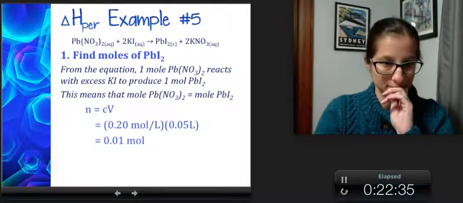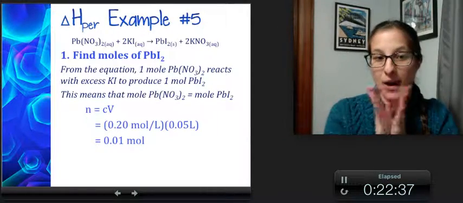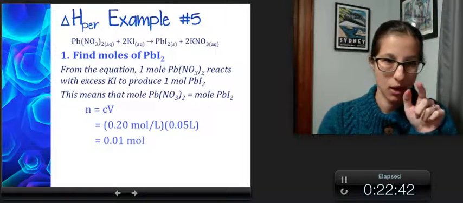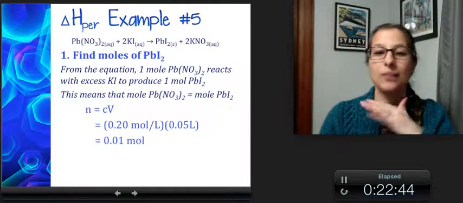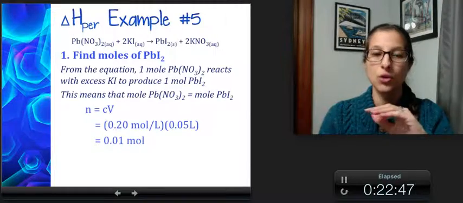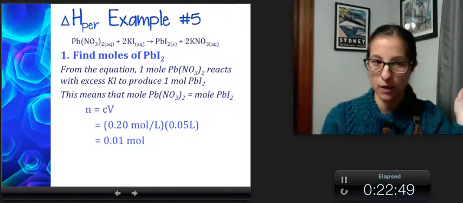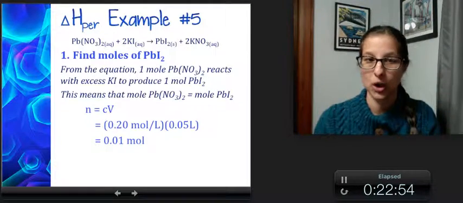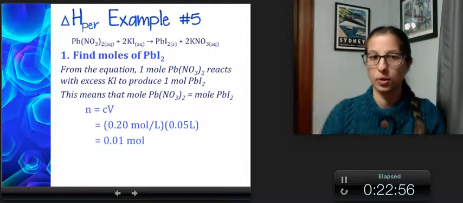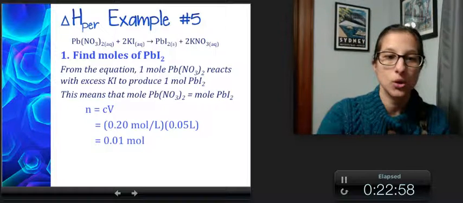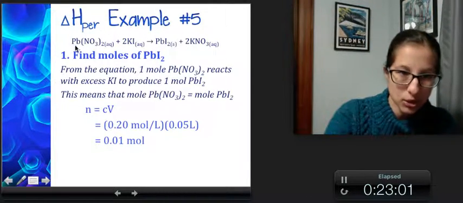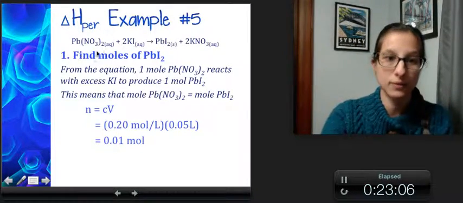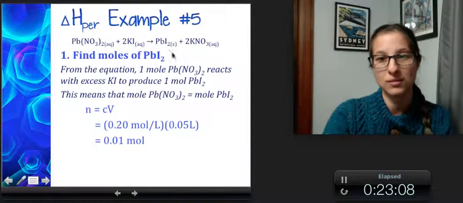All right, so to find the moles, you can see that 1 mole of lead-2 nitrate reacts with, and I made this easy, you already know that you have excess amounts of potassium iodide, to make 1 mole of lead-2 iodide, and then the other, potassium nitrate, who cares. So because these coefficients are 1 to 1, made it super easy, the amount of moles of this is going to equal the amount of moles of that.